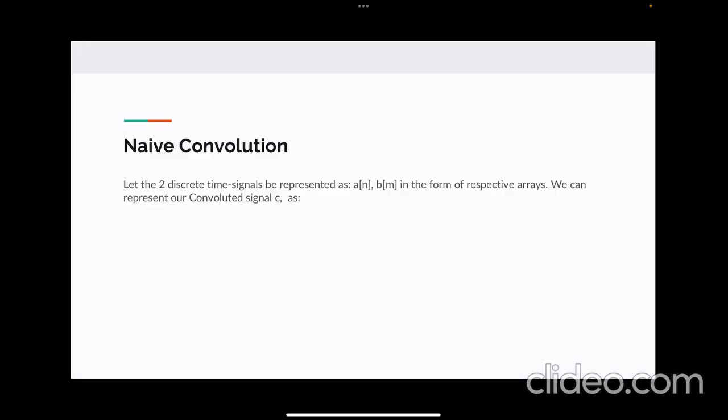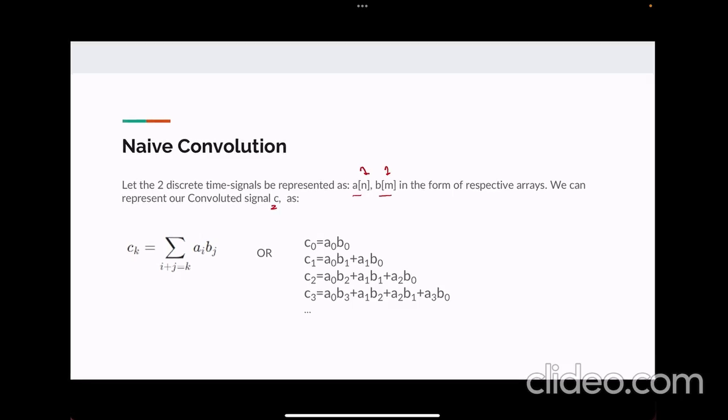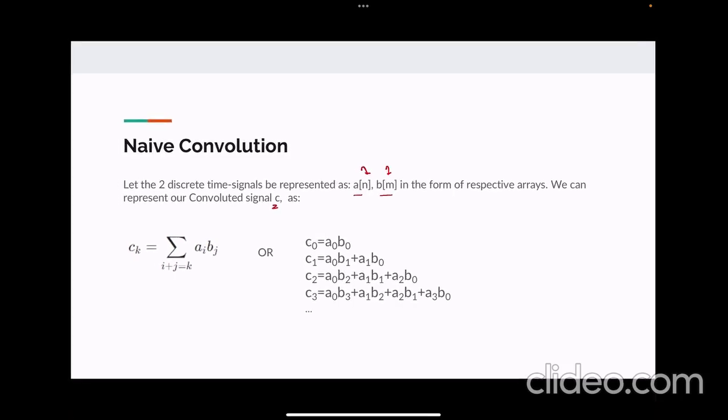The naive way we calculate a convolution: let's say we have two signals A and B with sizes n and m. The way we naively convolve them into a signal C is given as Ck equals the summation of Ai Bj, where i plus j equals k. Or in a more visually representative format, C0 is A0 B0, C1 is A0 B1 plus A1 B0, and so on. So obviously you can see here that each index of A has to multiply with each index of B.